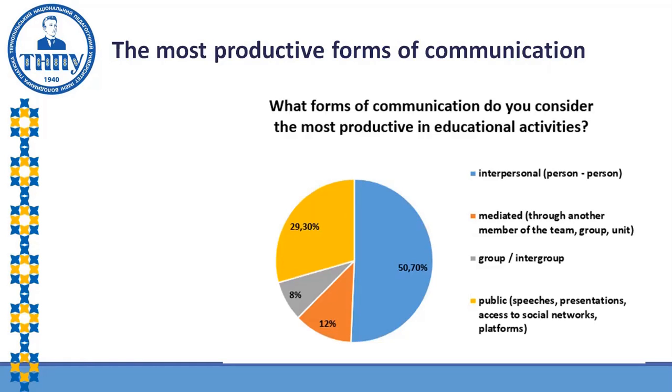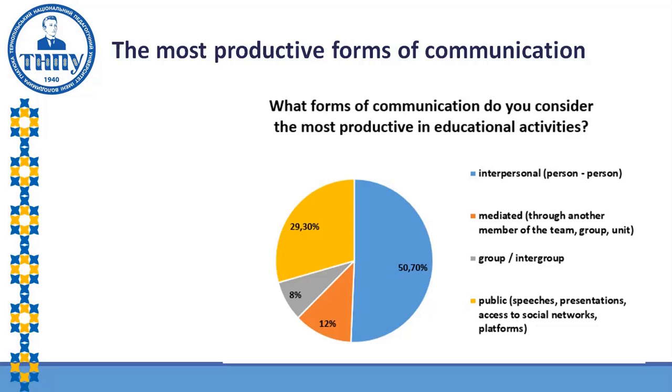The students consider interpersonal, person-to-person communication the most productive form of communication in the educational environment, which indicates the participants' willingness to interact with each other. Group and intergroup purpose communication are, on the contrary, the least productive. In the student's opinion, interpersonal contacts and interaction are the most productive ways of managerial communication in modern academia.